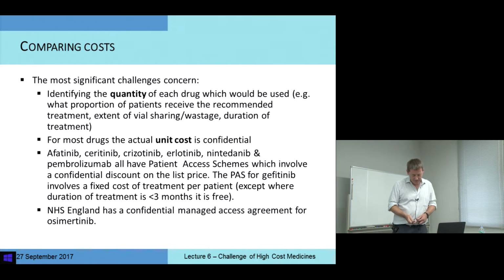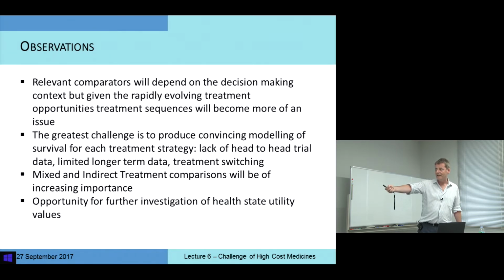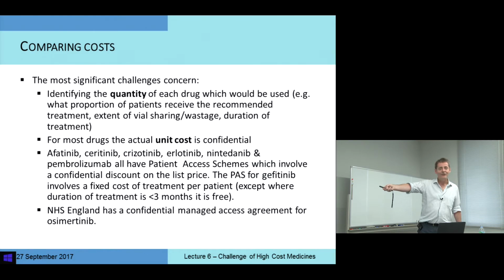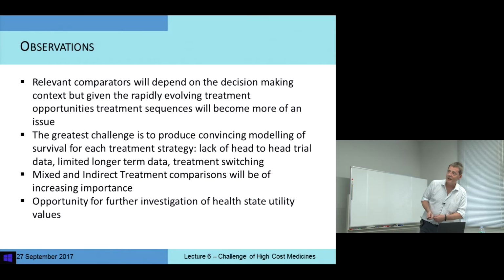Another problem, this is not a problem for the committee because we get to see the information, but most drugs, the unit cost is confidential because a deal has been done, a secret deal on the price. And so how does a manufacturer making a case for its product, how does it know how to cost its rival's product if the rival's drug was a comparator? So huge challenges.